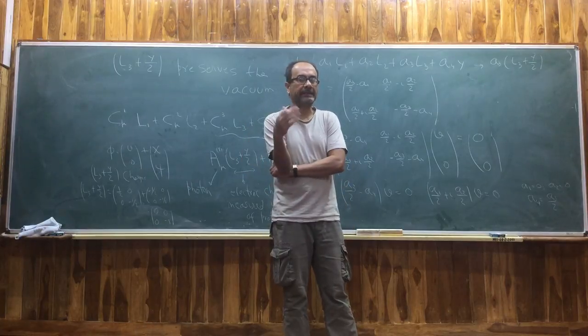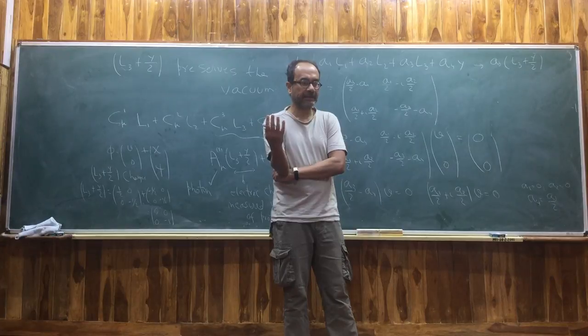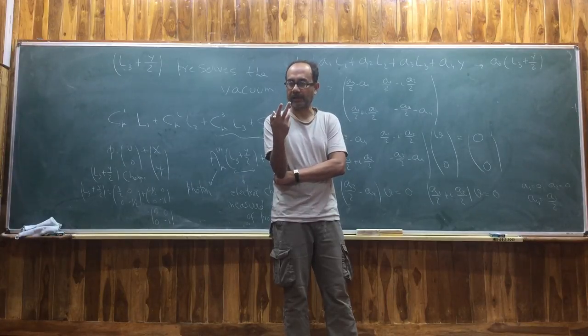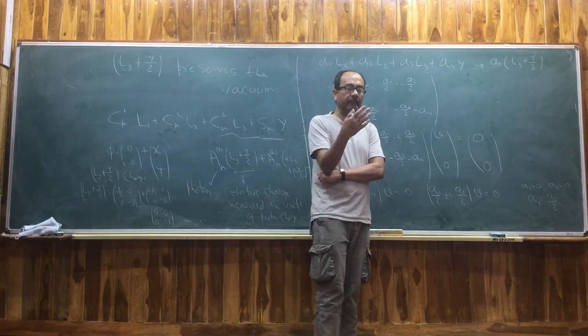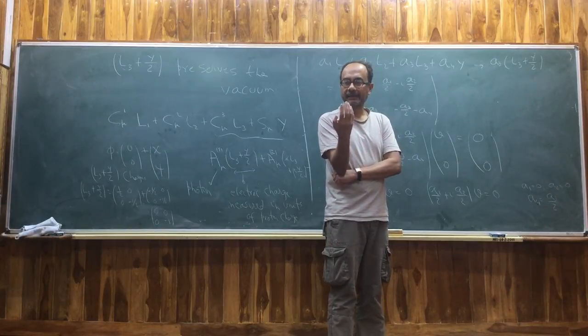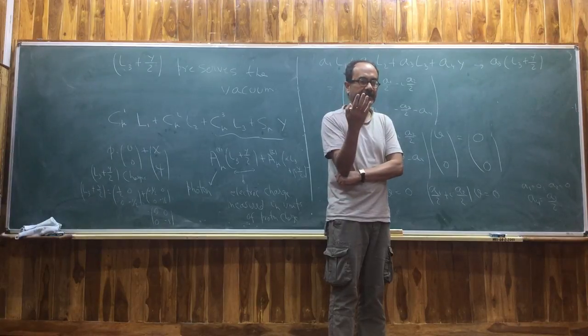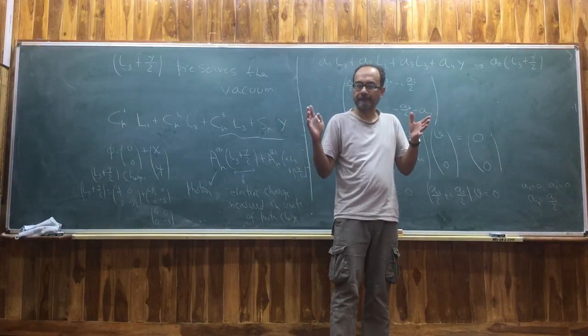We can also calculate the charges of the broken gauge fields. There are three broken gauge fields, right? And you can check that two of them are charged. They have charge plus minus 1. One is neutral. So in order for a charged gauge field to become massive, it must absorb a charged scalar. See, the charge is conserved, right? This L3 plus Y by 2 is like a normal conserved charge. Nothing has happened to this.